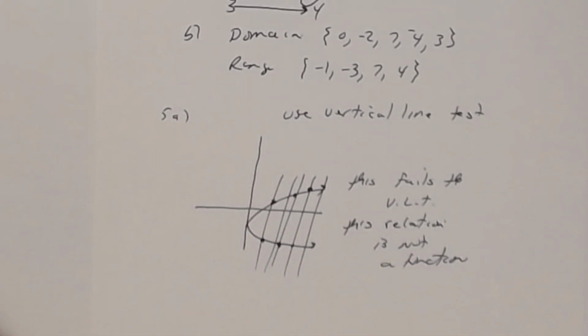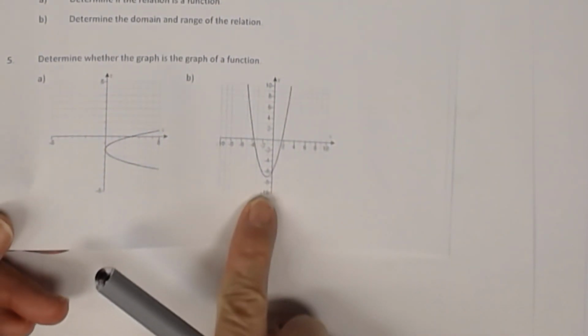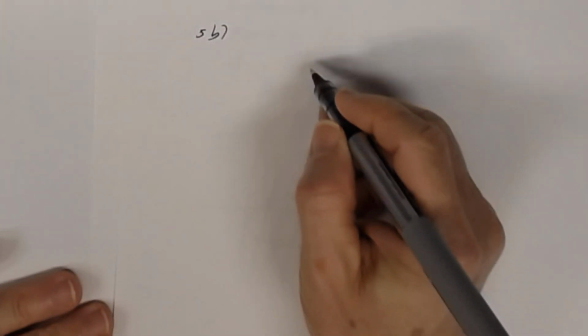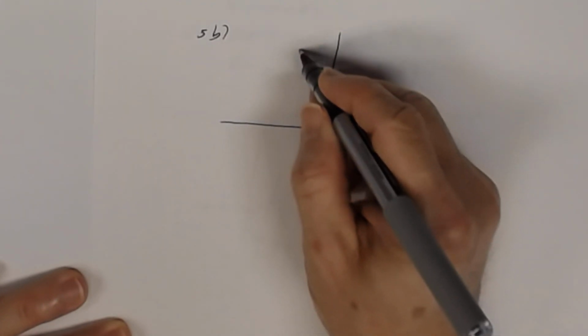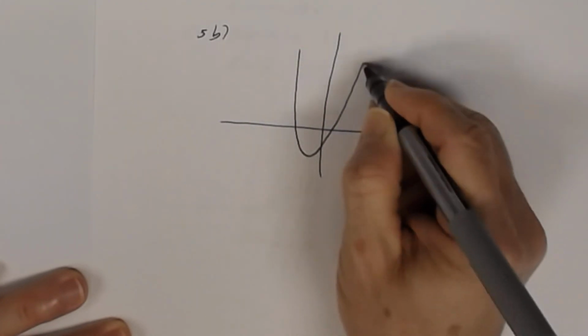5B, you're given this for 5B. So this is your graph here in 5B. So it looks something like this. So here's 5B. All right, looks like this. I'm going to just kind of draw it like this.